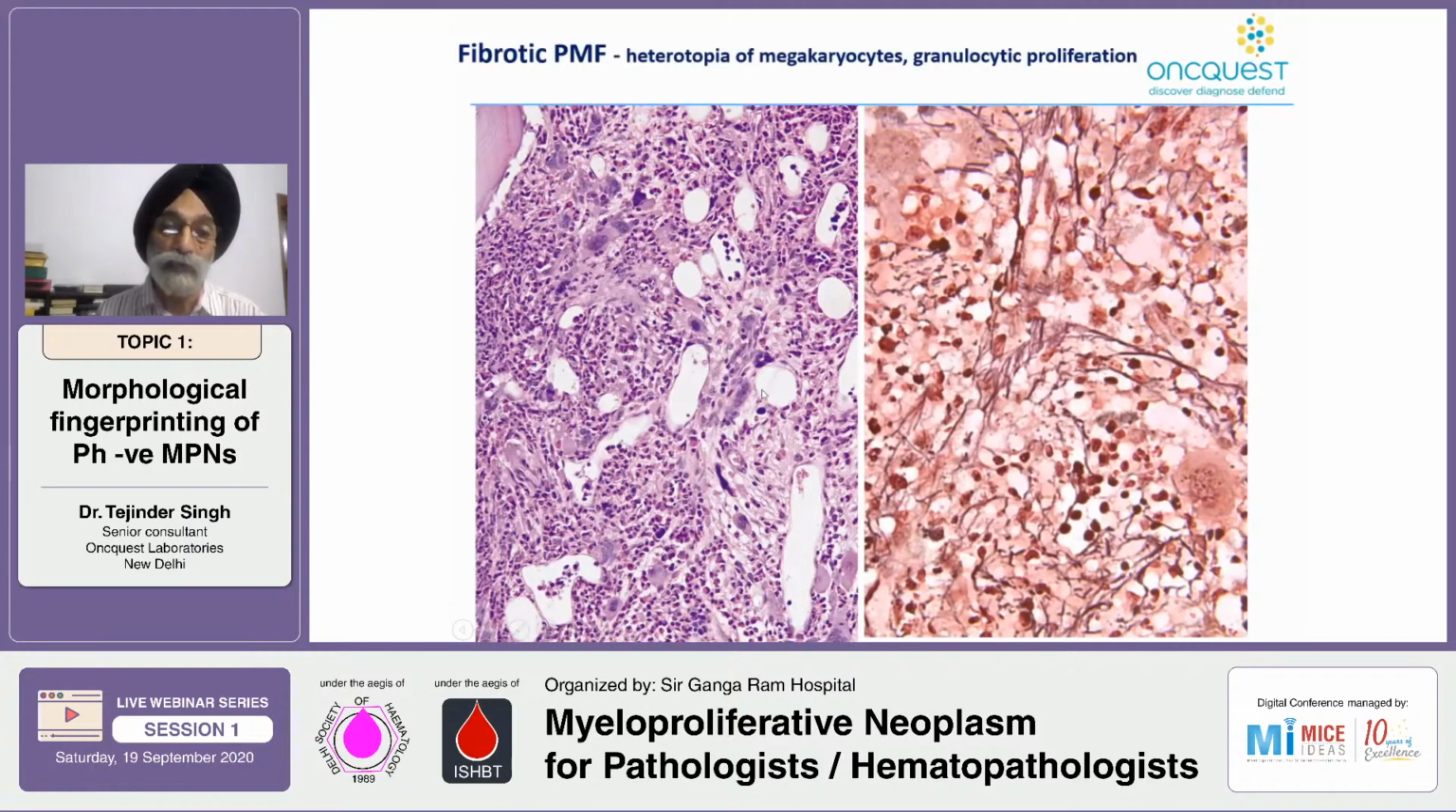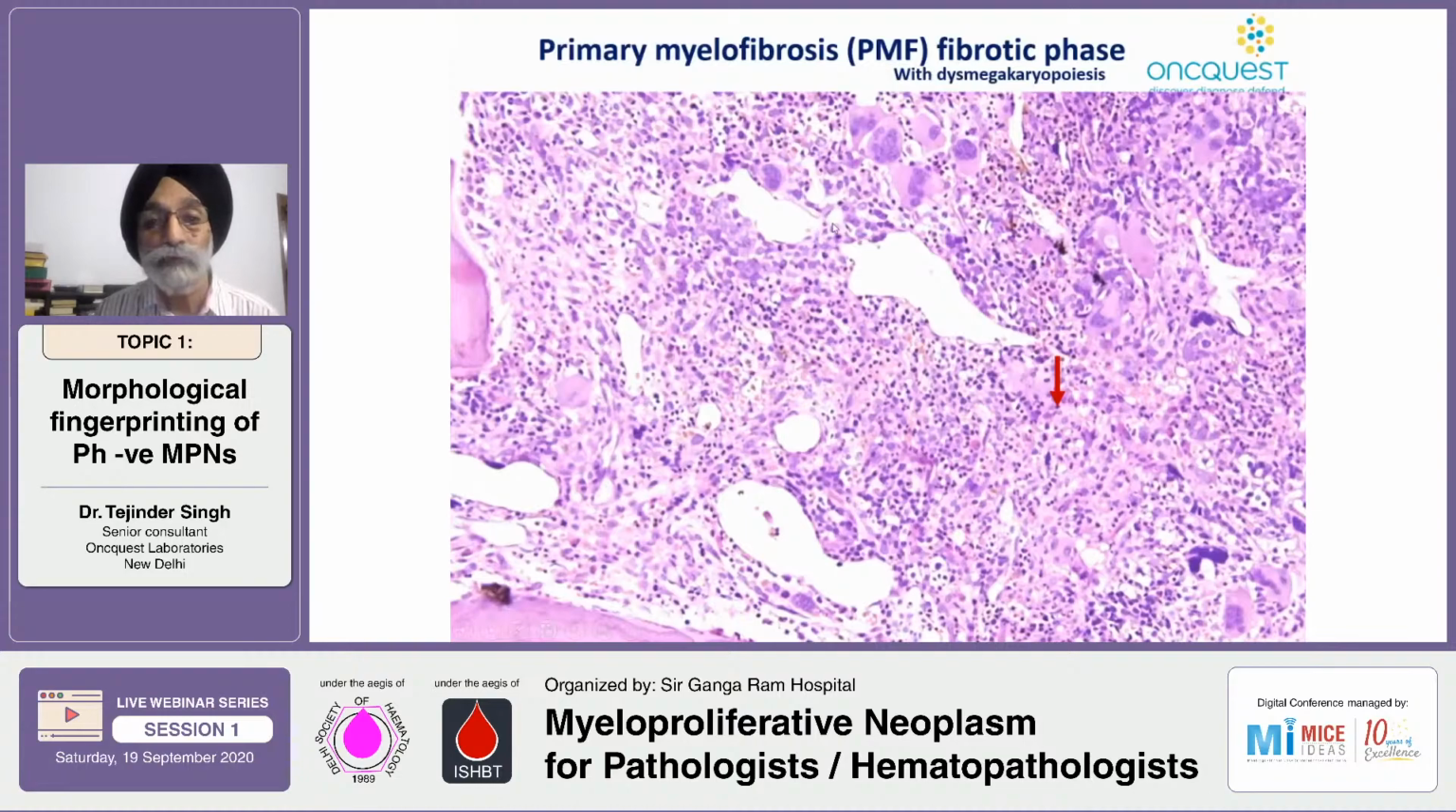You find the sinusoids are dilated. Number two, you find there is a megakaryocytic proliferation all around. There is clustering of the megakaryocytes. There are bare nuclei of the megakaryocytes. And then you find here that the reticulin has increased. You find grade 2 to grade 3 reticulin is seen in primary myelofibrosis. You find hyper dilated sinusoids, granulocytic proliferation, clustering of megakaryocytes, bare nuclei of the megakaryocytes, and atypia of the megakaryocytes.